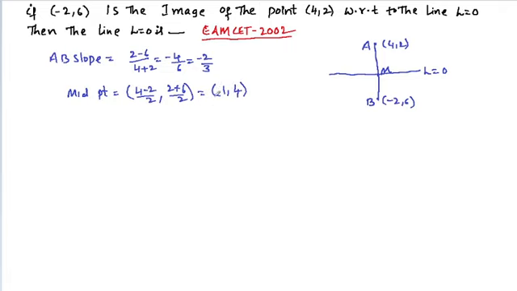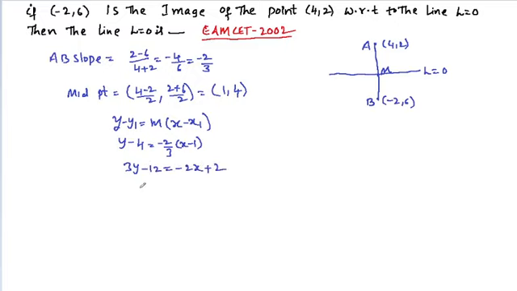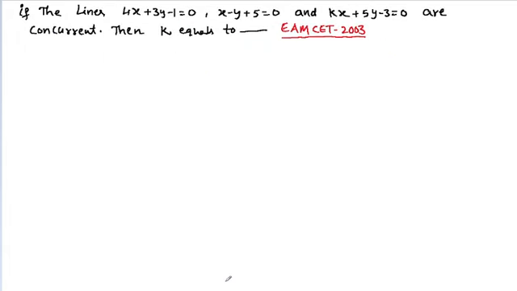And the line passing through (1, 4) and having slope minus 2 by 3 is, that is, y minus y1 is equal to m of x minus x1. That is y minus 4 is equal to minus 2 by 3 into (x minus 1). 3y minus 12 is equal to minus 2x plus 2. Therefore, 2x plus 3y is equal to 14. This is the equation of the line L is equal to 0.